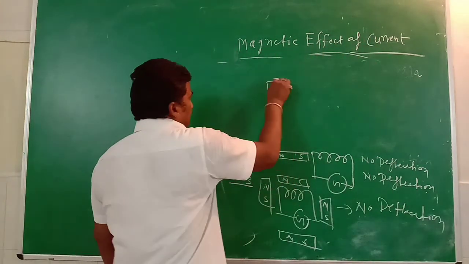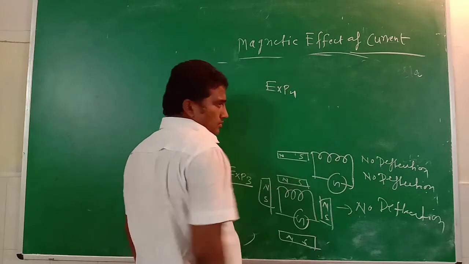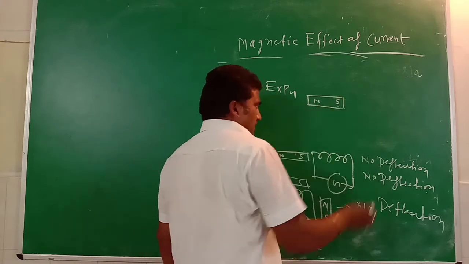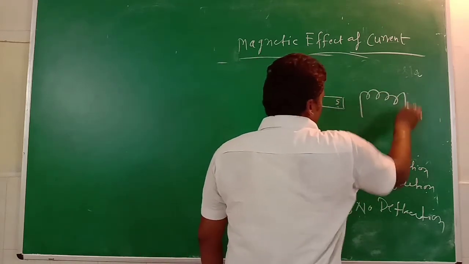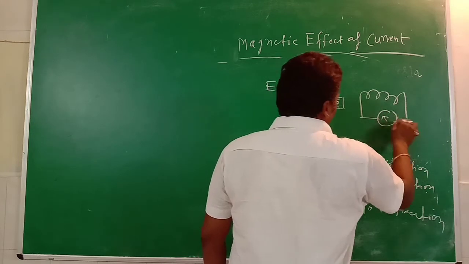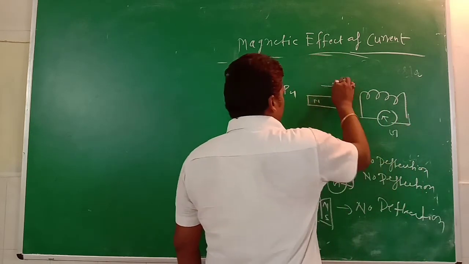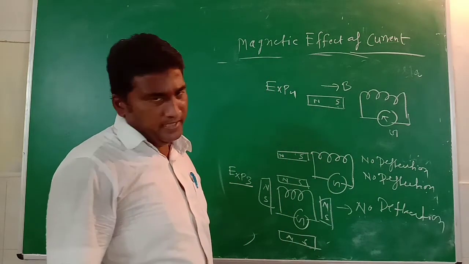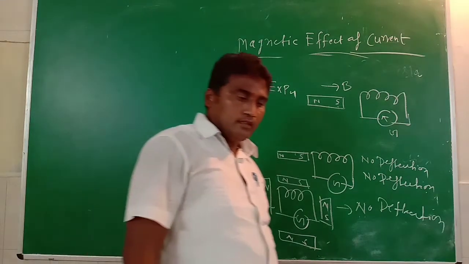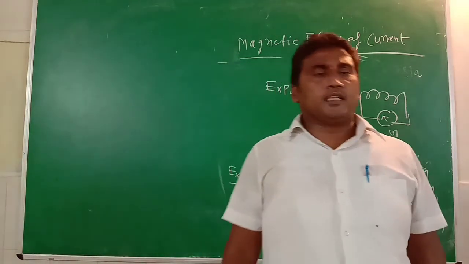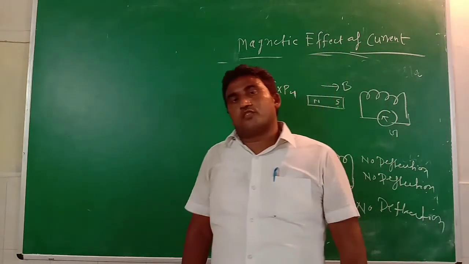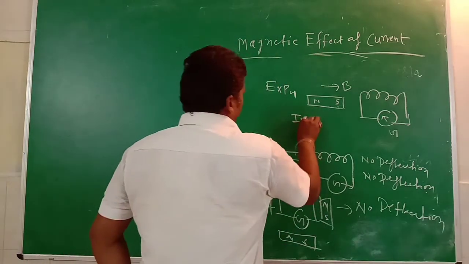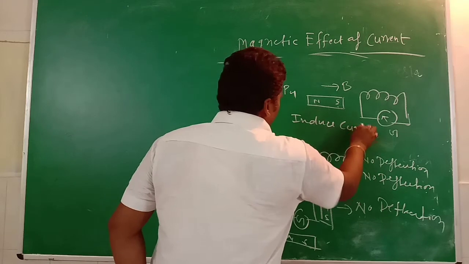At experiment number 4, when once again the bar magnet is brought nearby the circuit, he observed that the deflection of the galvanometer is in the opposite direction of the magnetic field. It is shown that the process of electromagnetic induction is always opposed to that developed by the source, and it will produce the induced current.